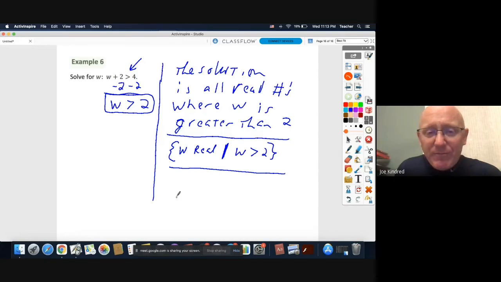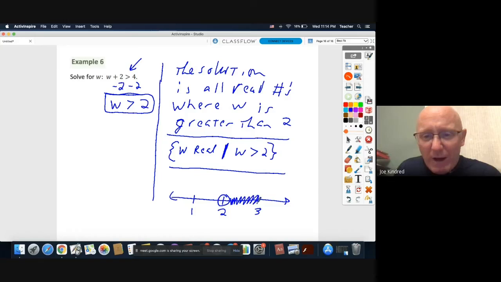And with the graph, simply draw a number line, put 2 in the middle, put a number on the right, which is going to be larger, and a number on the left. And then since W is greater than 2, not equal to, we're going to leave the circle open, and then shade to the right. So all the values on the right are solutions to this inequality.